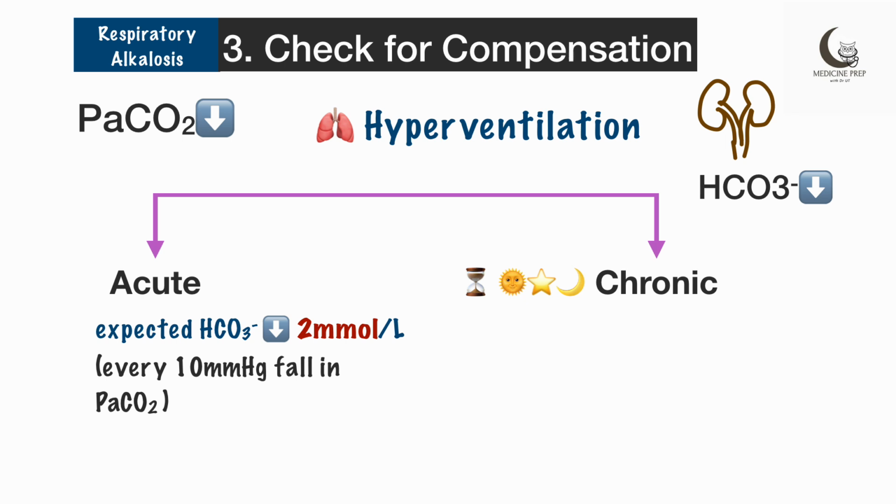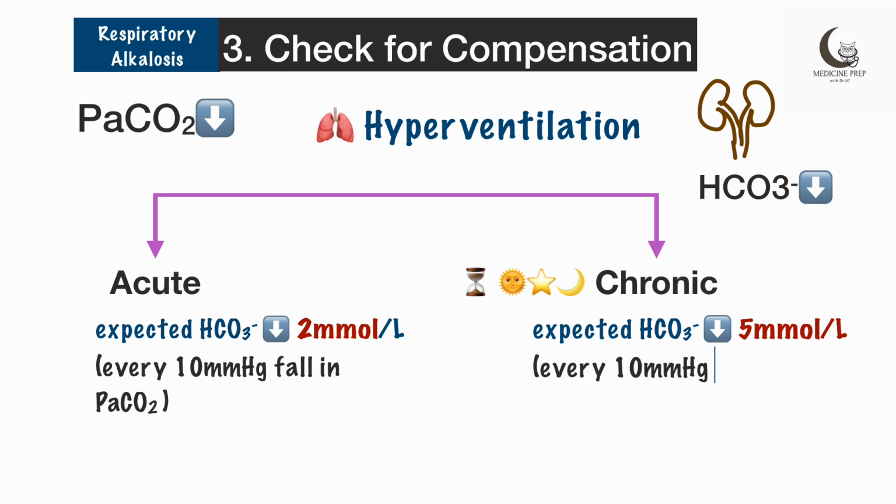In chronic respiratory alkalosis, the kidneys have fully adapted, so the bicarbonate decreases by 5 milliequivalents per liter for every 10 mmHg fall of arterial carbon dioxide. If the measured bicarbonate doesn't match these expected values, then we think of an additional metabolic acid-base disorder rather than simple compensation. Just remember, acute changes are small, chronic changes are larger because the kidneys have had time to compensate.